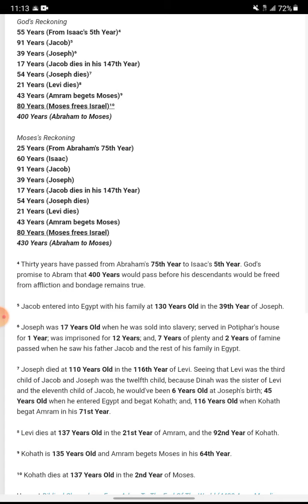So on note 7, I put that Joseph died at 110 years old in the 116th year of Levi, seeing that Levi was the third child of Jacob and Joseph was the 12th child, because Dinah was the sister of Levi and the 11th child of Jacob. He would have been 6 years old at Joseph's birth, 45 years old when he entered Egypt and begat Kohath, and 116 years old when Kohath begat Amram in his 71st year. Okay?